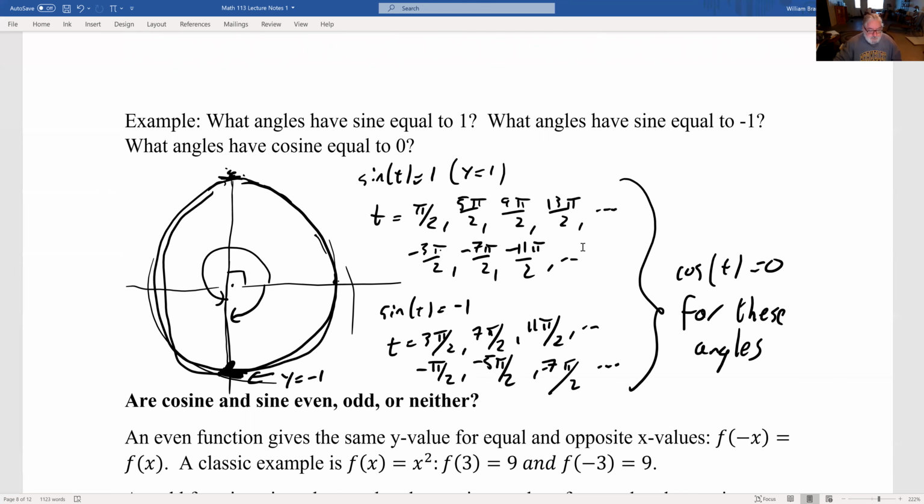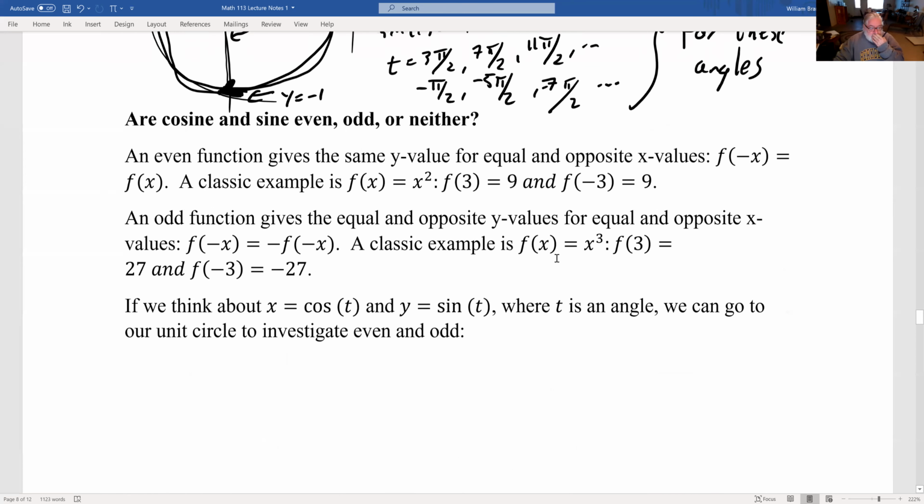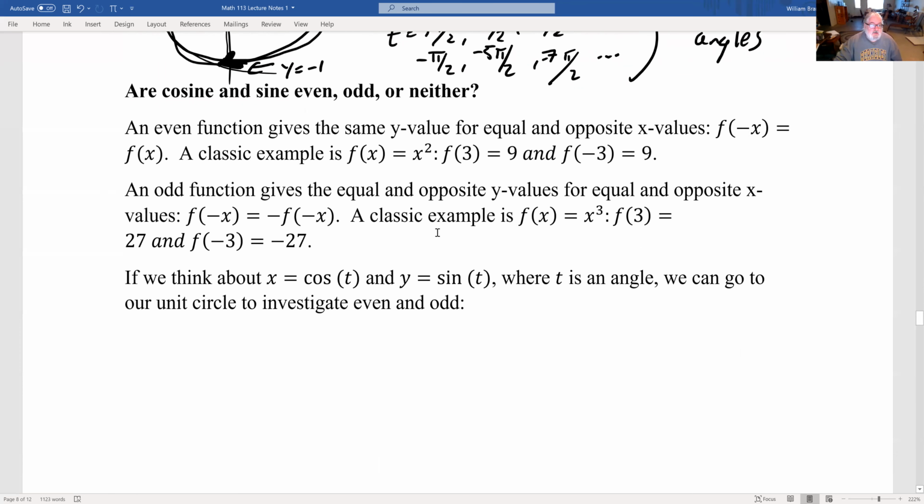Okay. Even, odd, and neither. So the cosine and sine, even, odd, or neither. We saw these for polynomials back in algebra. And the definition of these was that an even function gives you the same y value for equal and opposite x values. F of minus x equals f of x. So x squared, an even power. If I take equal and opposite x's, 3 and -3, I get the same y.